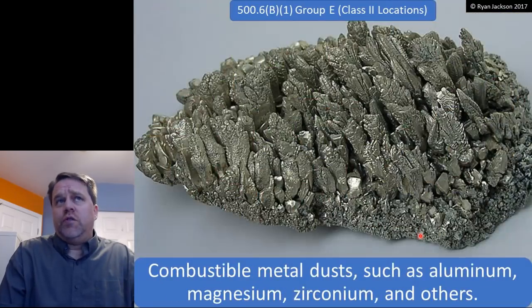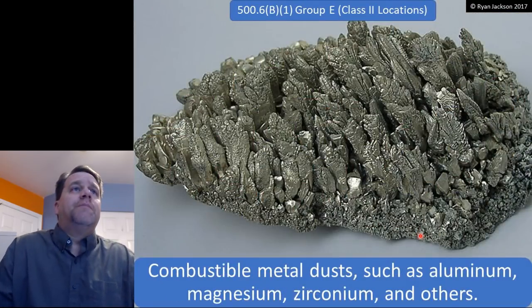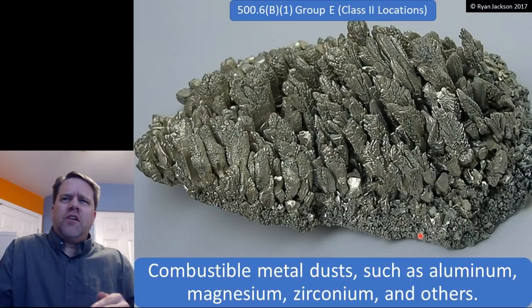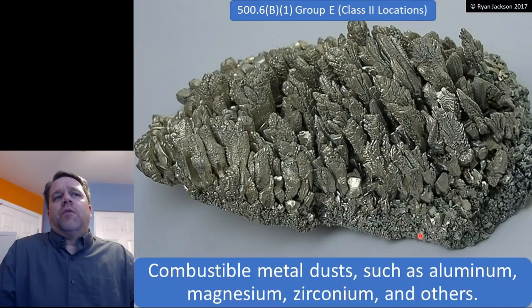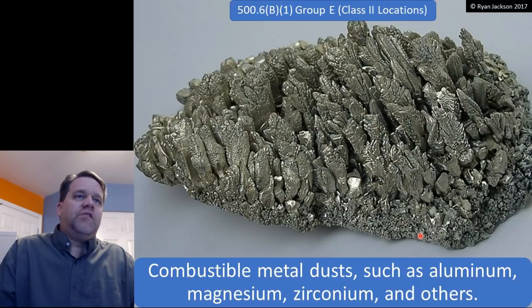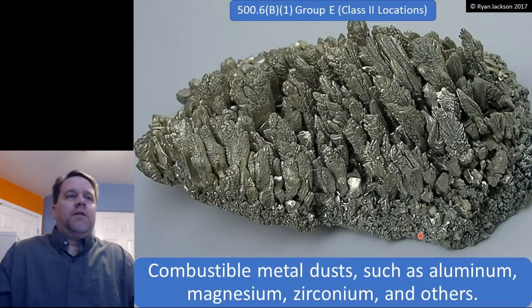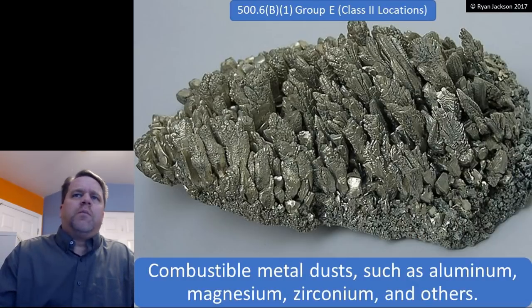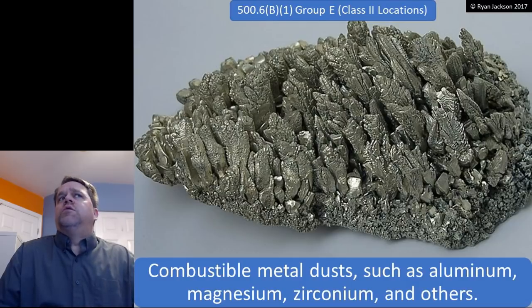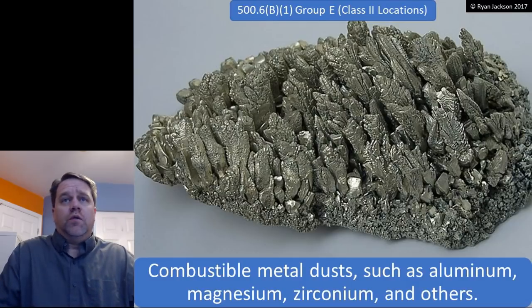When we get into Class 2 locations, we have Groups E, F, and G. Group E, which we glossed over a minute ago, that's your combustible metal dust. Aluminum, magnesium, zirconium, and similar. Combustible metal dusts are particularly nasty, and that's why you don't have Class 2 Division 2. You only have Class 2 Division 1 if you have Group E.